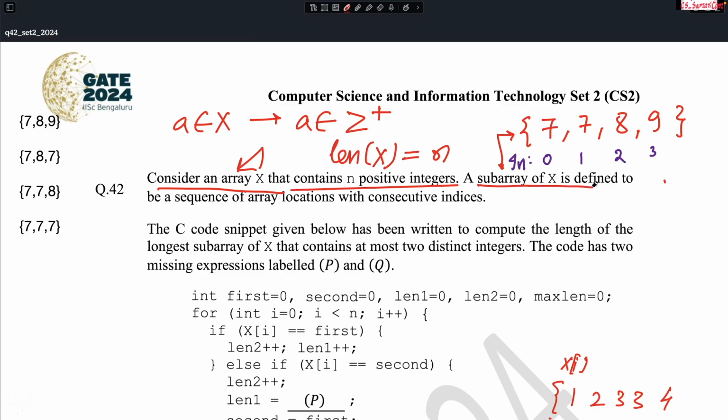A subarray of x is defined to be a sequence of array locations with consecutive indexes. Right, consecutive indexes means indexes which come one after the other. Any number sequence made of consecutive numbers, numbers which are increasing one after the other. Right, 1 2 3 is one order, 0 1 2 3 is another.